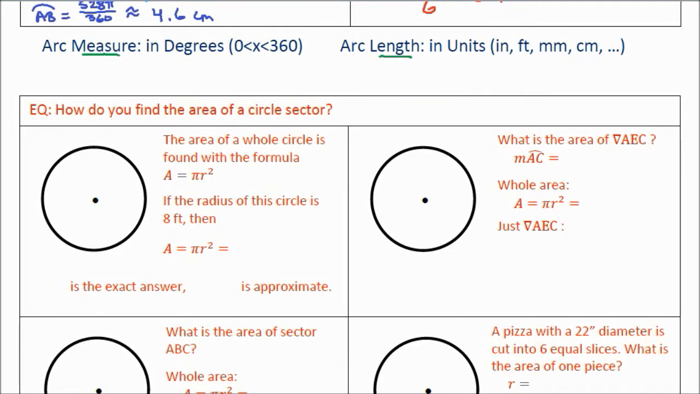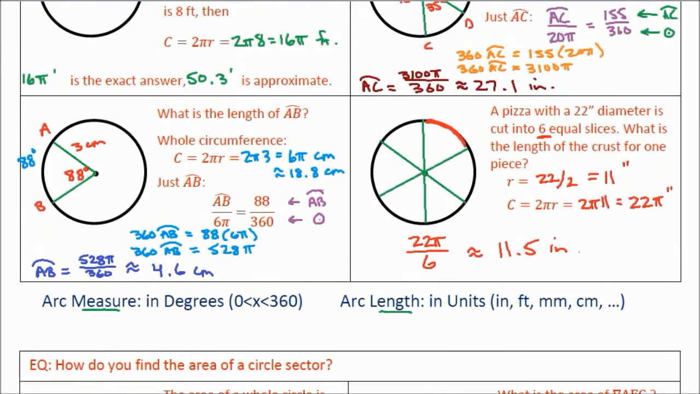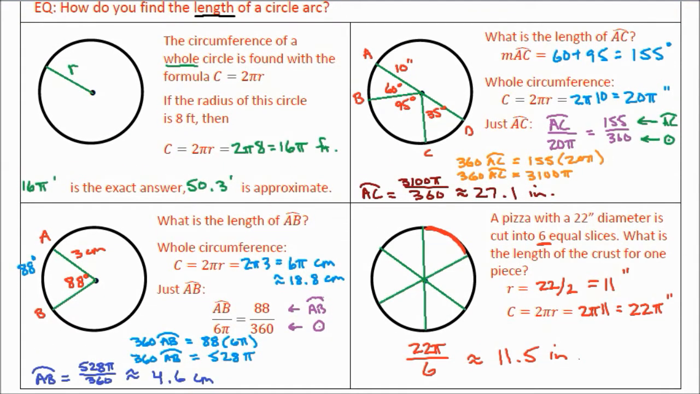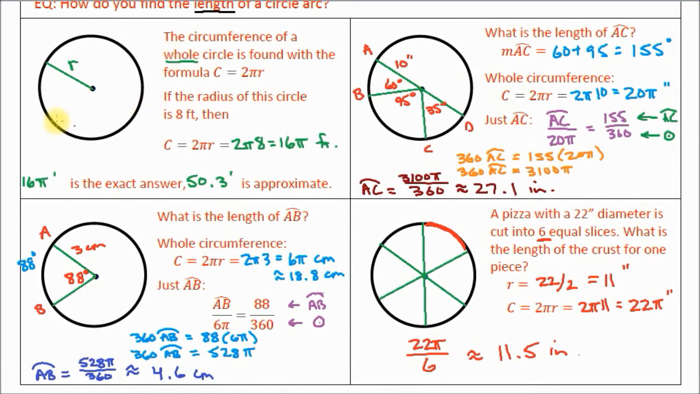Now, remember our previous video class, we were looking for how to find the length of a piece of the circumference. So the whole circumference, I want to know, what is the length of one piece or one arc? And in the picture or the question of a pizza, it's how long was the crust on a particular piece. So if you want to think about it that way.